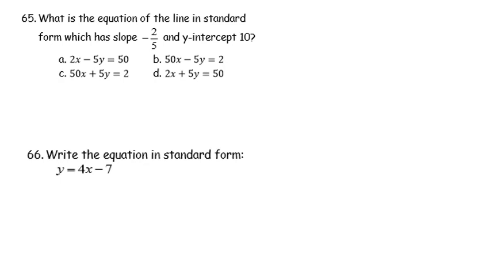Next one, 65. What is the equation of the line in standard form, which has a slope of -2/5 and a y-intercept of 10? So let's go ahead and put this in slope-intercept form, y equals mx plus b. So our slope here is -2/5. Our y-intercept is 10, so plus 10.